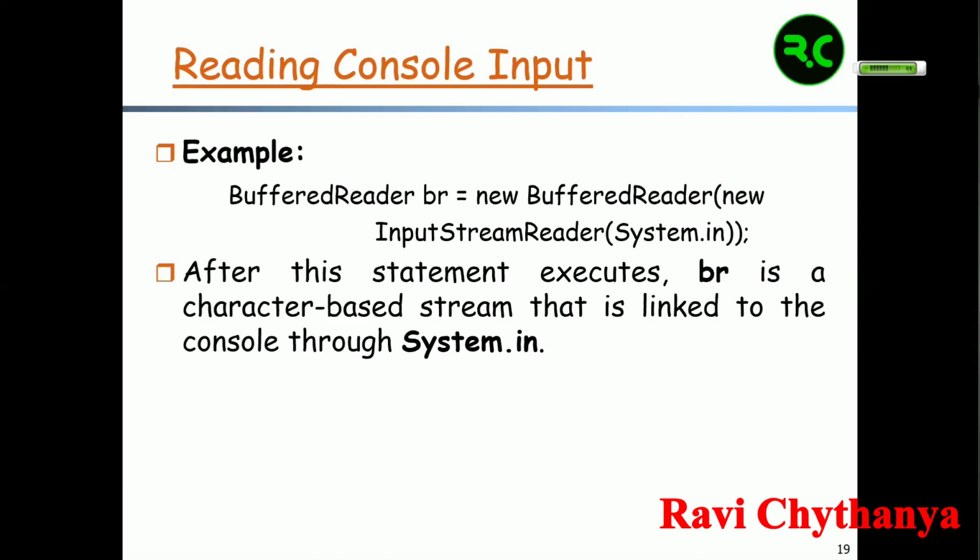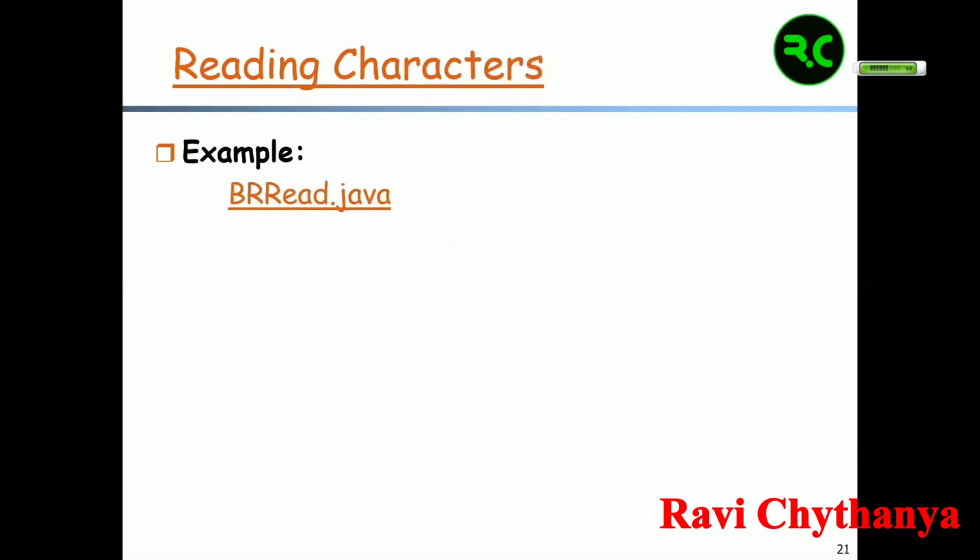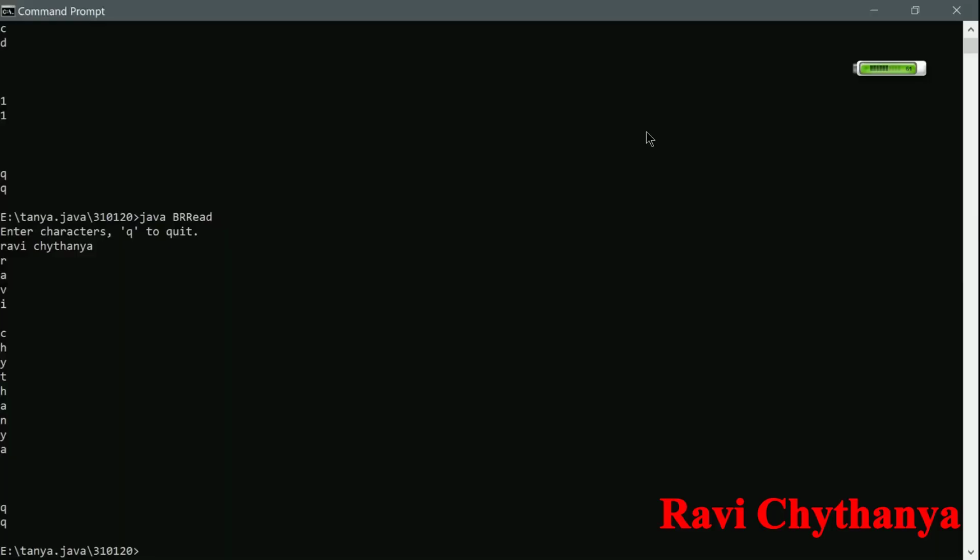Okay, BufferedReader, is this clear? Yeah, okay, done. Next, reading strings. We have read only characters here. Although I have given Ravi Chaitanya as 2 strings, it has taken 9 plus 1 plus 4, 14 characters, and it has shown them as a sequence of characters.